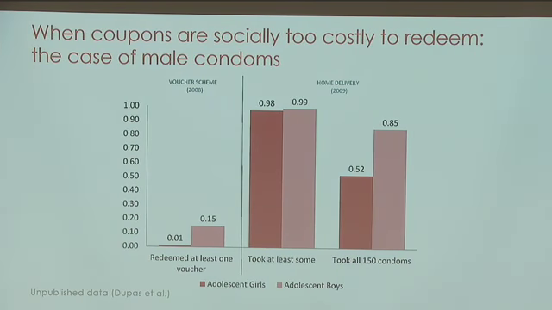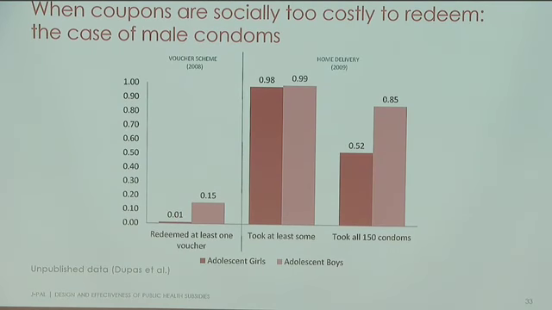And we found very, very few people redeem the vouchers. For girls, it was just 1%. For boys, it was 15%. Whereas later on, we went to their homes and said, do you want, we're a little bit heavy-handed, so we bought 150 condoms at once. Said, do you want 150 condoms? So many of them are like, well, my mom is going to kill me if she finds them, so they only took some of them. But everybody took at least some.